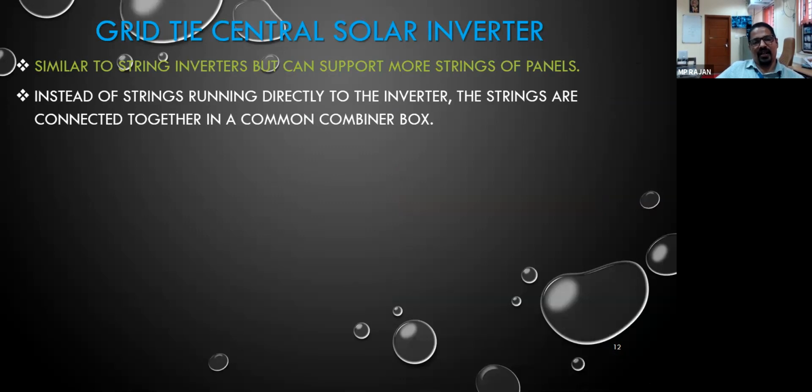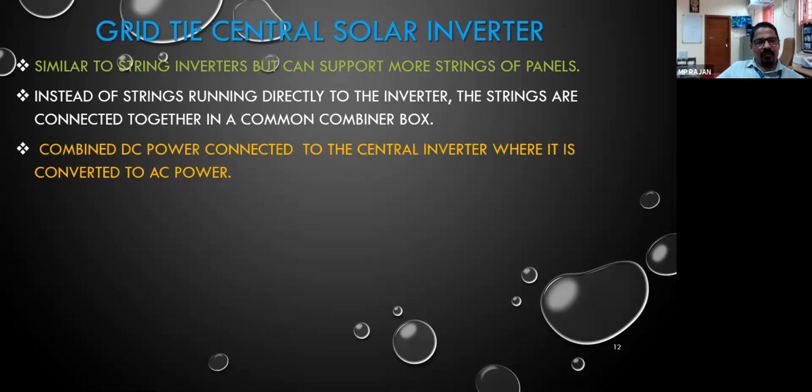Unlike the string inverter, one very big inverter is connected for the whole system. All the DC power supply from all the panels is connected to the central inverter. So instead of strings running directly to the inverter, the strings are connected together in a common combiner box. Before reaching the inverter, the outputs of each panel, each string or each array are taken to a common combiner board, just like a junction board. So it is combined together there. From there, the DC power supply is given to the central inverter.